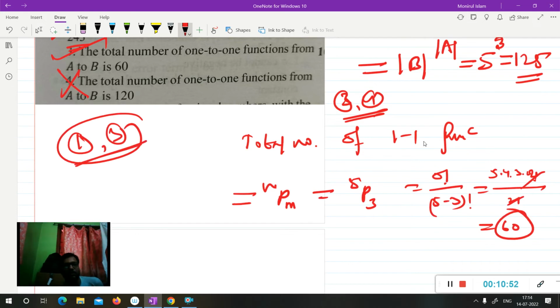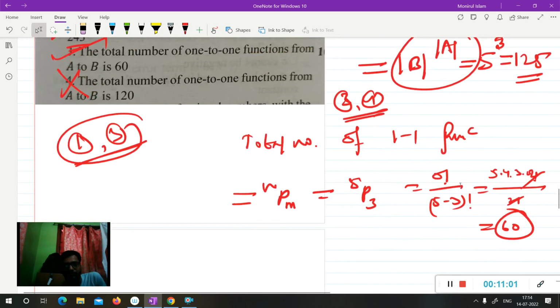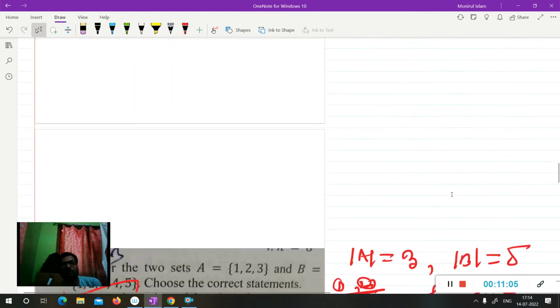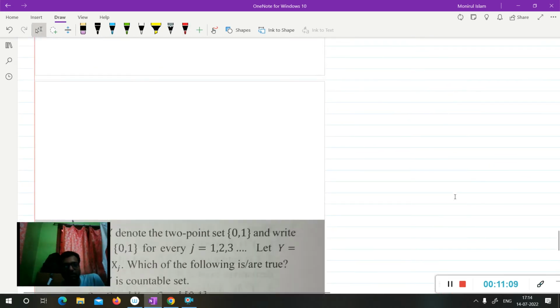There is a brief theory behind the total number of functions. How do we count the total number of functions, how did this formula, cardinality of B to the power cardinality of A, come, and how did nPm come? There is a brief discussion. If you want to understand this, please listen to it.